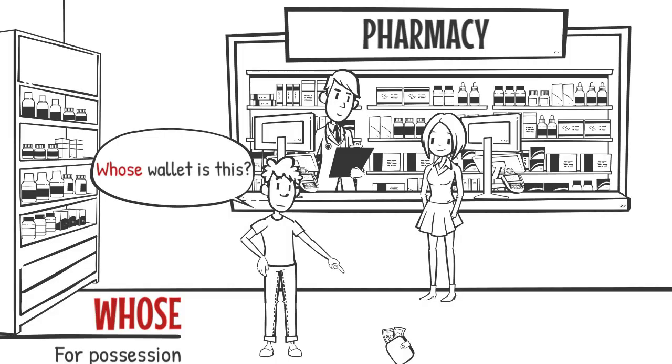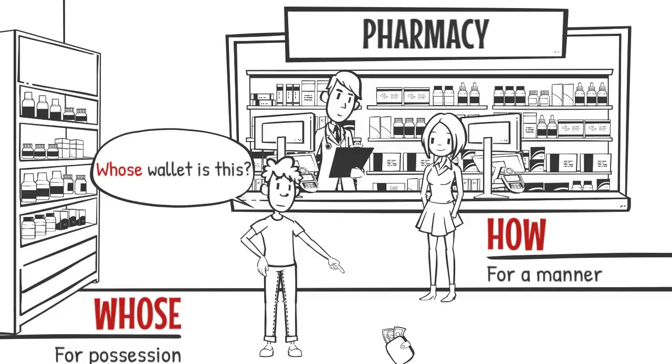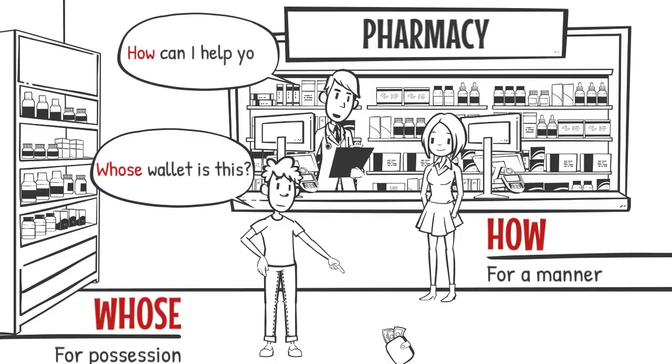Finally, how is used to ask about manner. The way something is done, has been done, or should be done. For example, if a pharmacist asks, "How can I help you?" he is asking in what way he can help you.